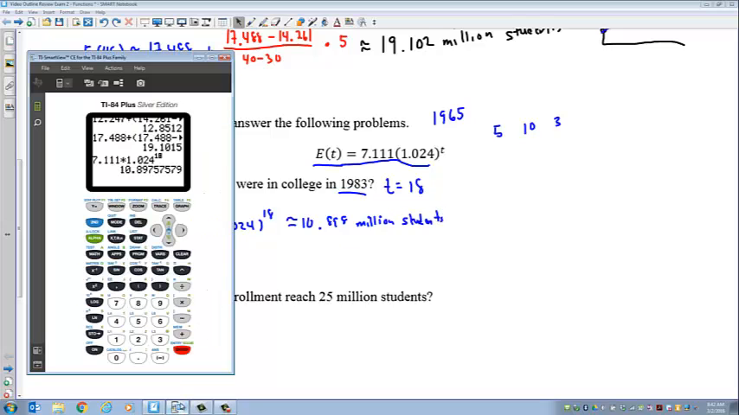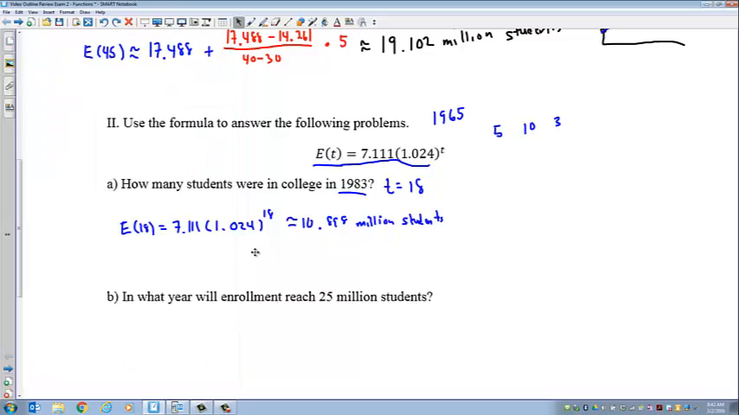And again, this comes right from my calculator when I plug it in. So 10.89, and then it'll become an 8 because there's a 5 here, so we round up. Then make sure you write down the units. So this is 10.898 million students enrolled in college in 1983. All right, that was an input question.